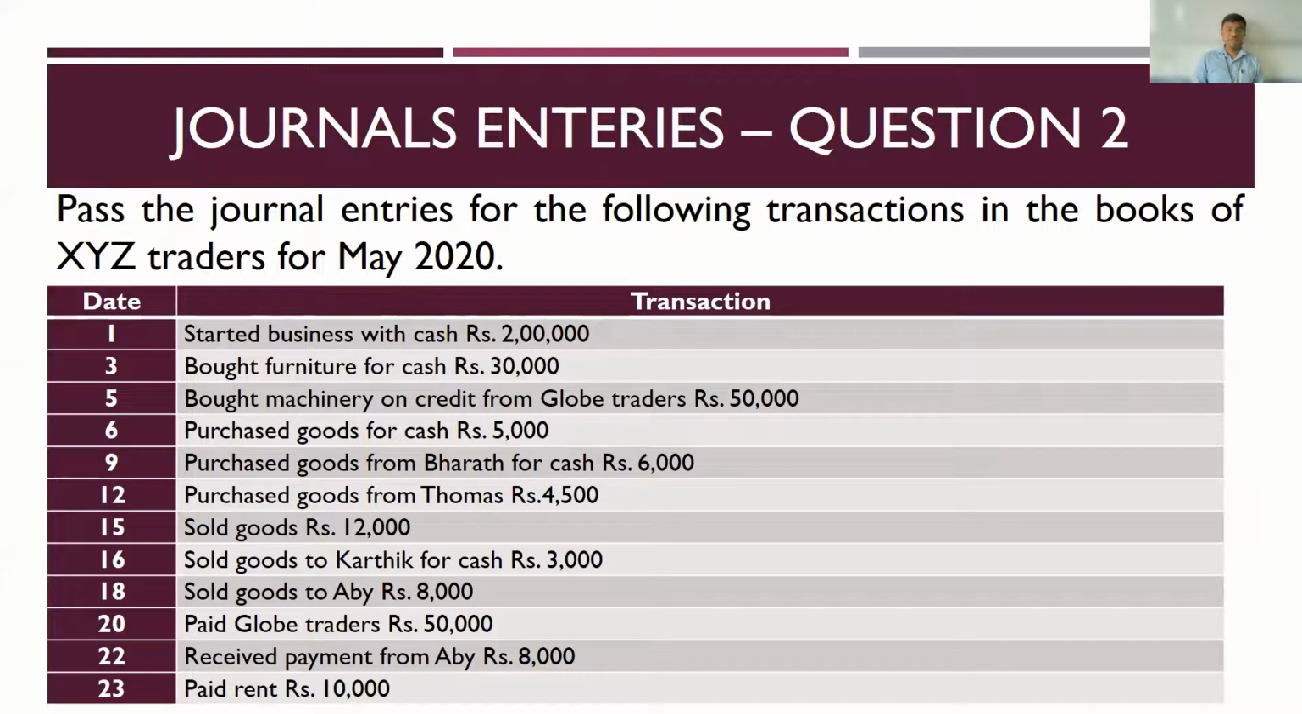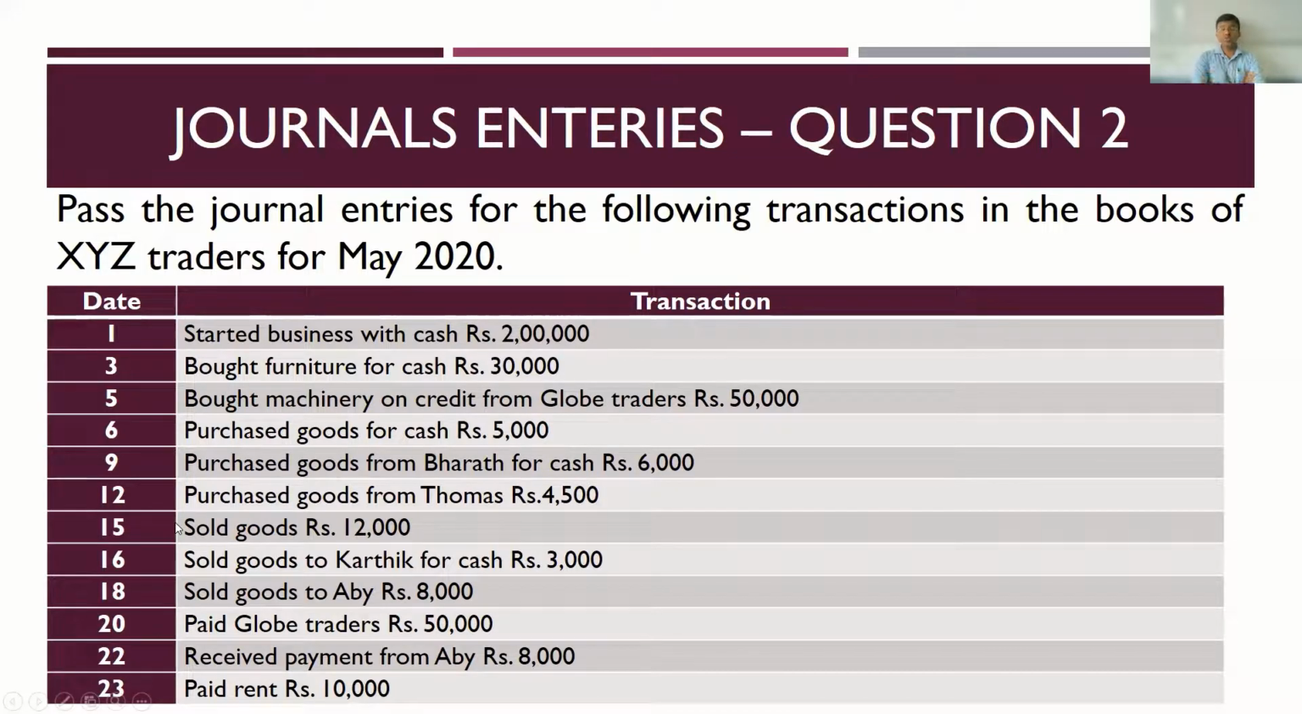Sixth, it says purchase goods for cash rupees 5,000. Ninth, purchase goods from Bharat for cash. Now notice over here, it is explicitly mentioned that you are carrying out the transaction for cash. So it is understood that the transaction on May 9th is a cash transaction.